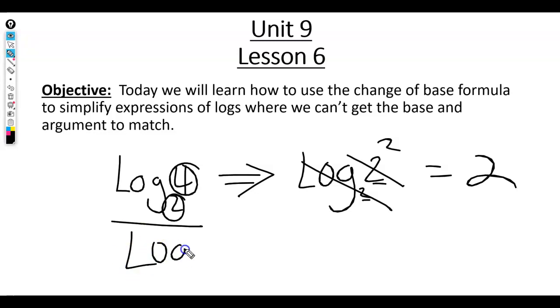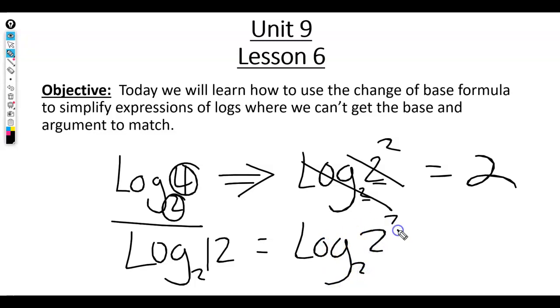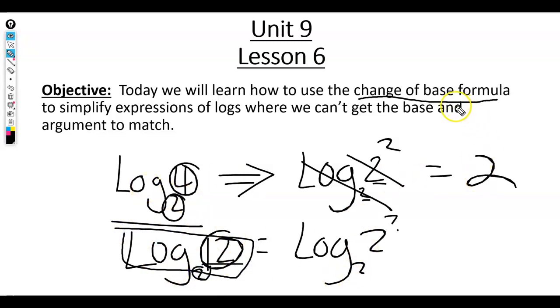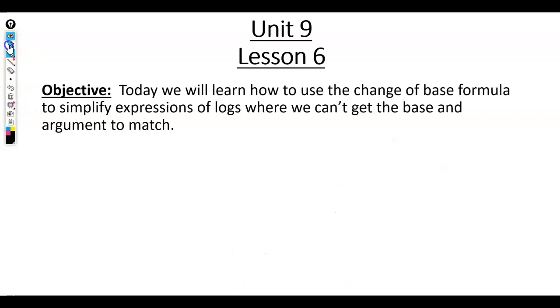What if I were to give you a problem like this, log base 2 of 12? You're not going to ever be able to, just in your mind, conjure up an answer to what you would have to raise 2 to in order to get 12. So we can't get the bases to match that way, and that's what we're going to learn how to deal with today. We're going to learn how to use a special formula called the change of base formula, which will help me simplify an expression like this where I can't get the base and the argument to match. Therefore, if I can't get the base and arguments to match, I can't use those properties that we've been using to get our answers. So let's go ahead and begin.